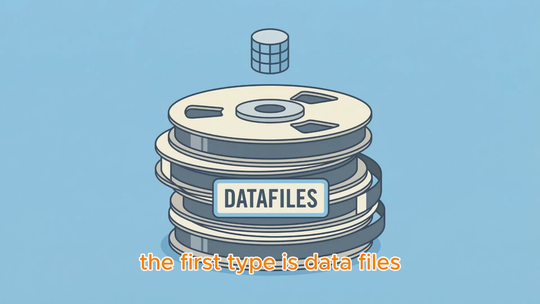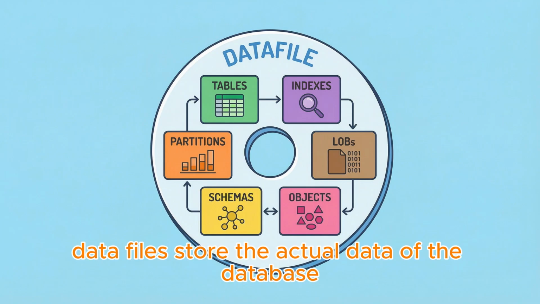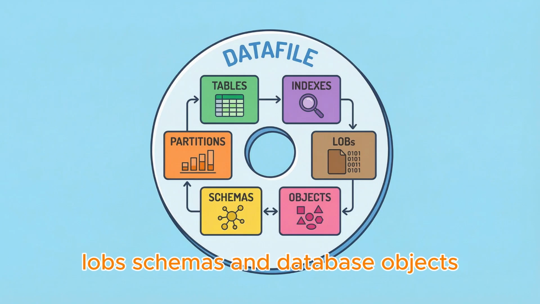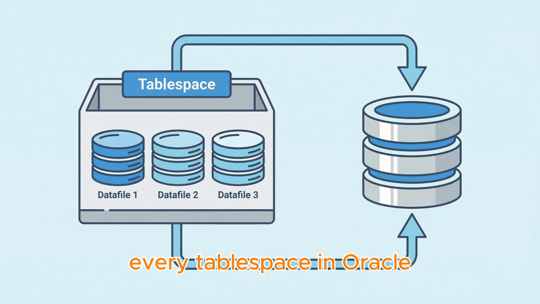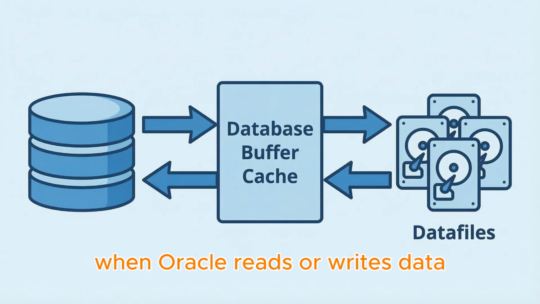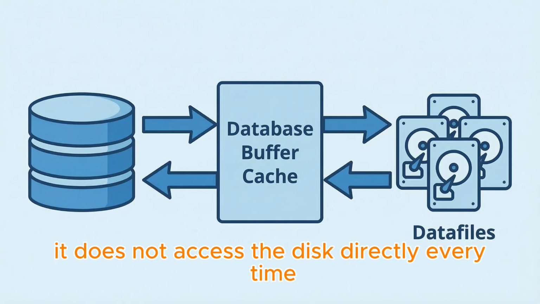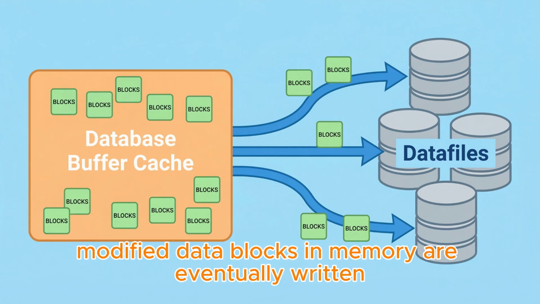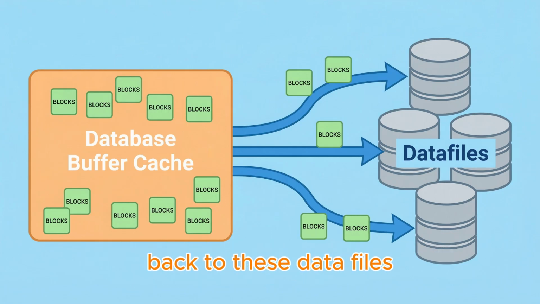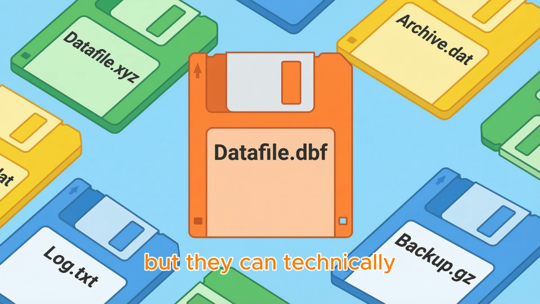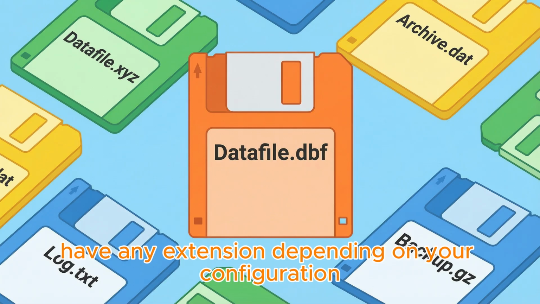Data files. The first type is data files. Data files store the actual data of the database. This includes tables, indexes, partitions, LOBs, schemas, and database objects. Every tablespace in Oracle consists of one or more data files. When Oracle reads or writes data, it does not access the disk directly every time. Instead, it uses the database buffer cache in memory. Modified data blocks in memory are eventually written back to these data files. Most data files have the extension .dbf, but they can technically have any extension depending on your configuration.